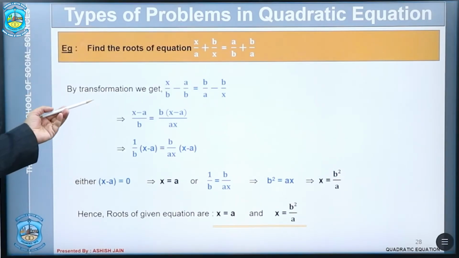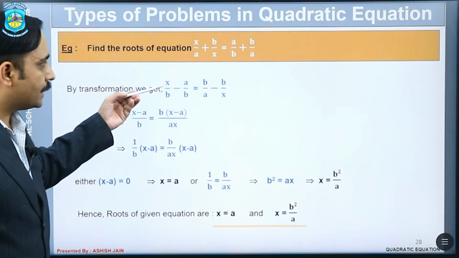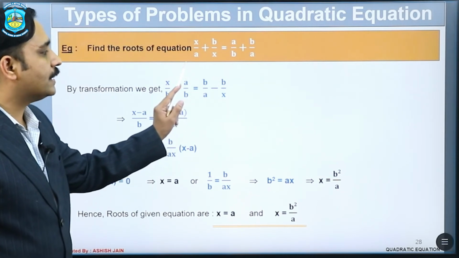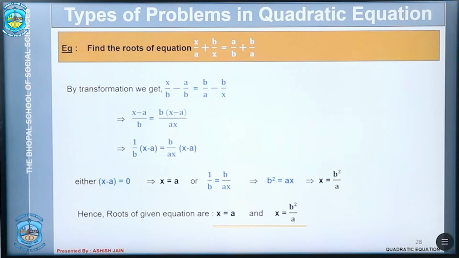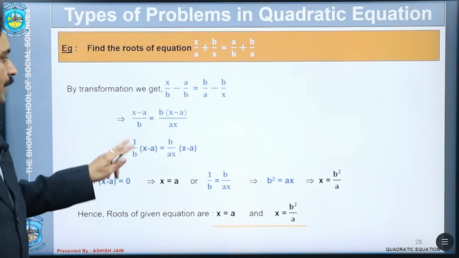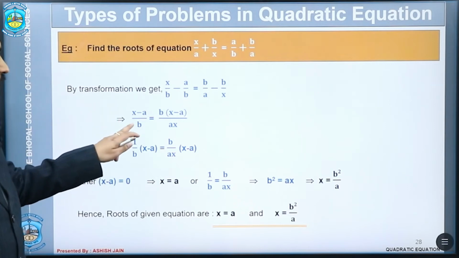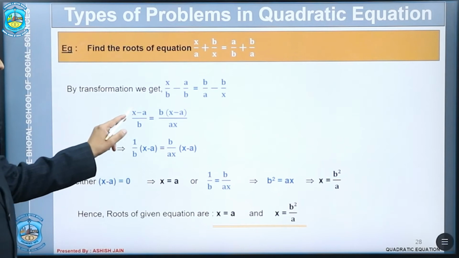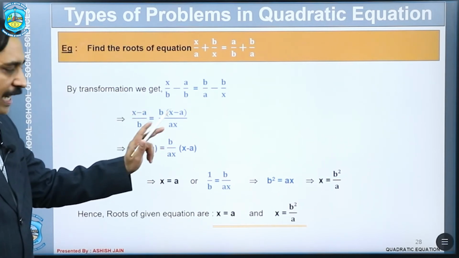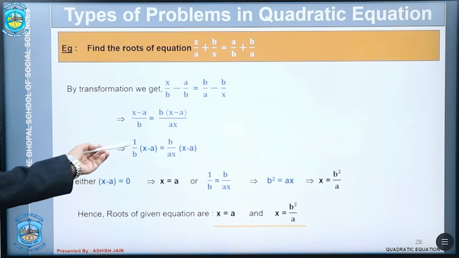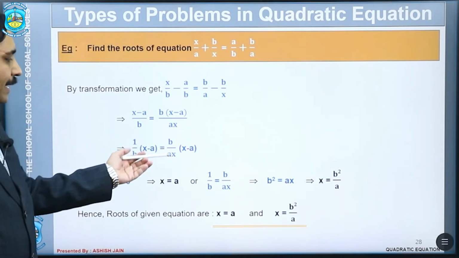By transformation, we get x upon b minus a upon b is equal to b upon a minus b upon x. Now what we will do, we will take LCM here. On the left hand side we have the LCM as b, on the right hand side we have the LCM as ax. So we have x minus a, and on the right hand side we have b times x minus a. We can write it as 1 upon b times x minus a is equal to b upon ax times x minus a.